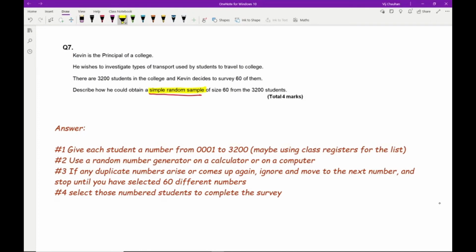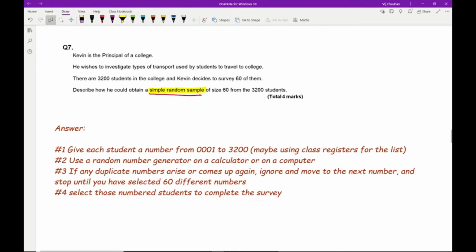Now with step 2, once you've allocated a student a number, you then want to use a random number generator either on a calculator or on a computer. Now again, at this stage you might be very tempted to write down the actual steps or the Excel formula to type that in, or what buttons you press on your calculator to work that out.